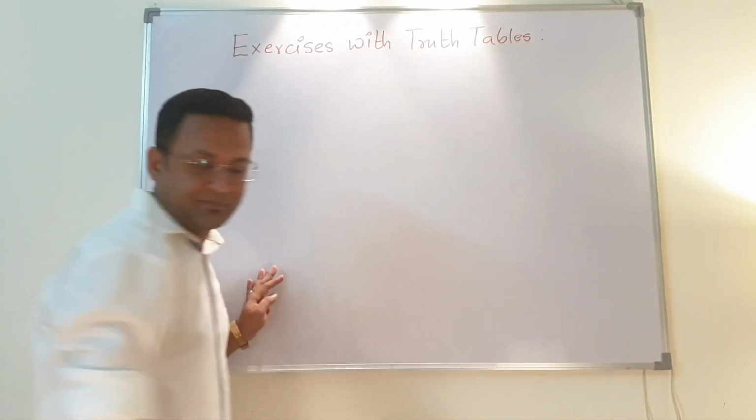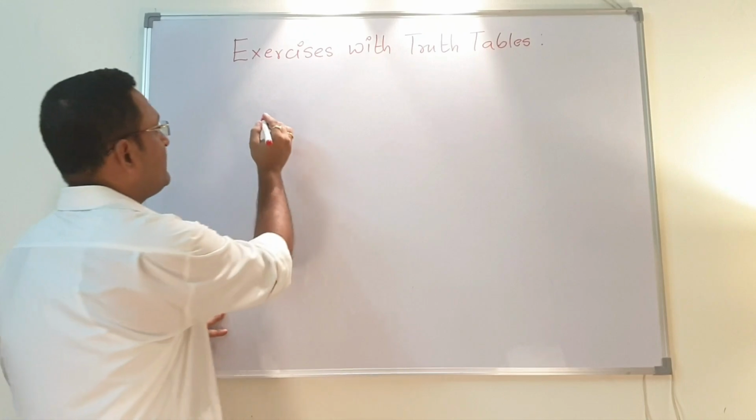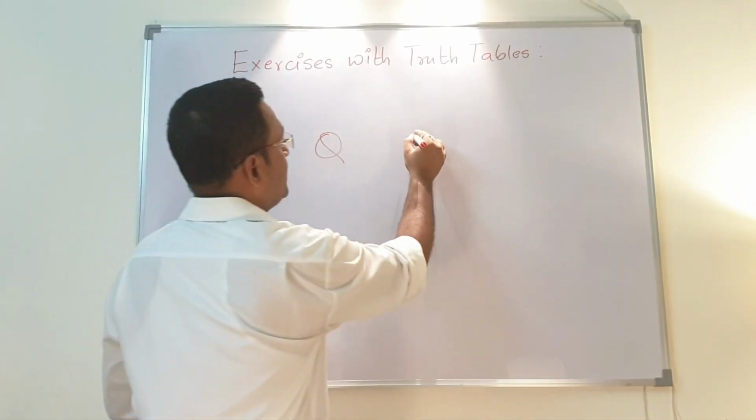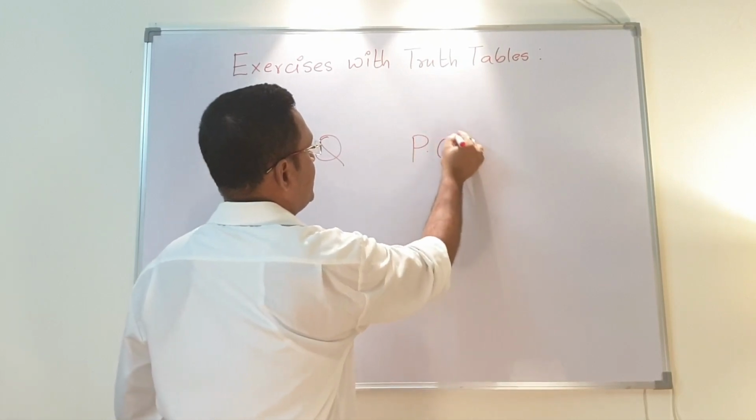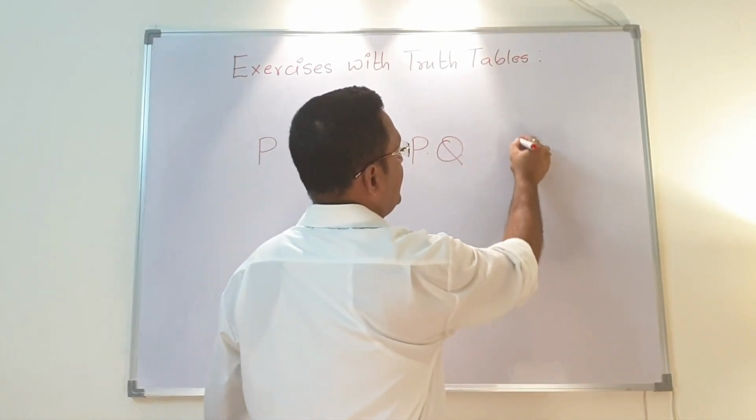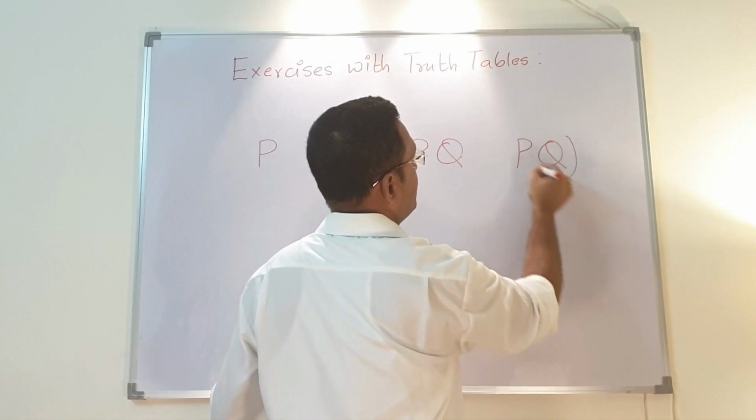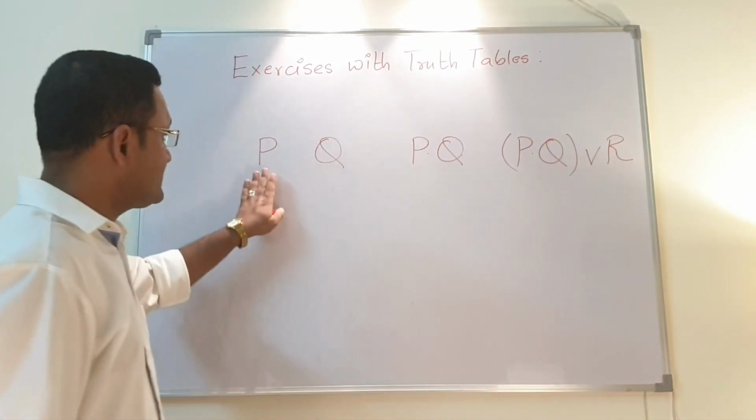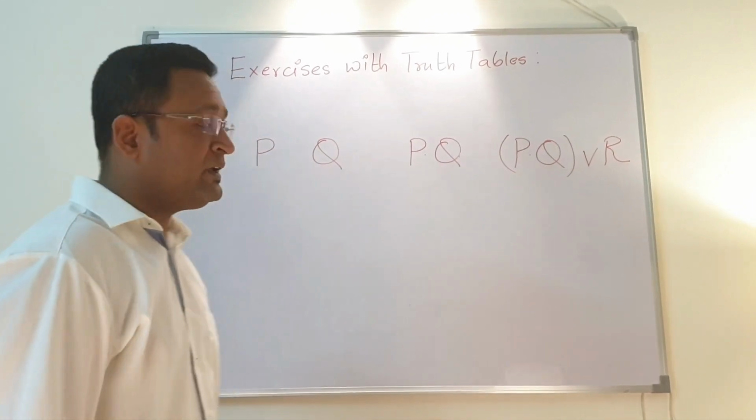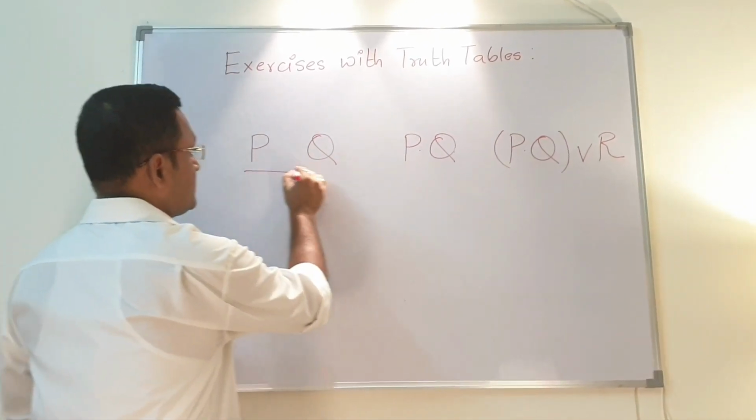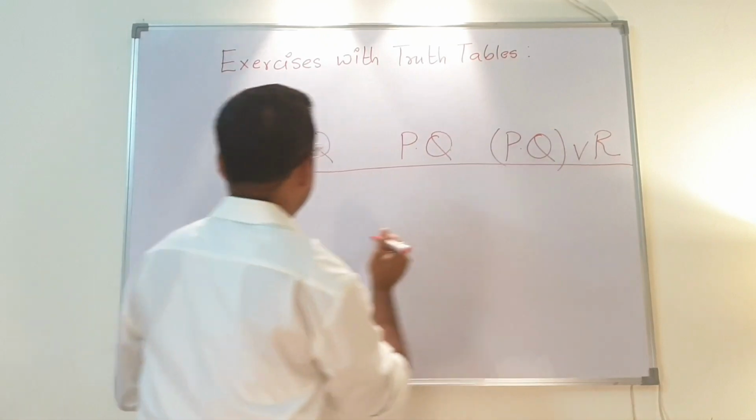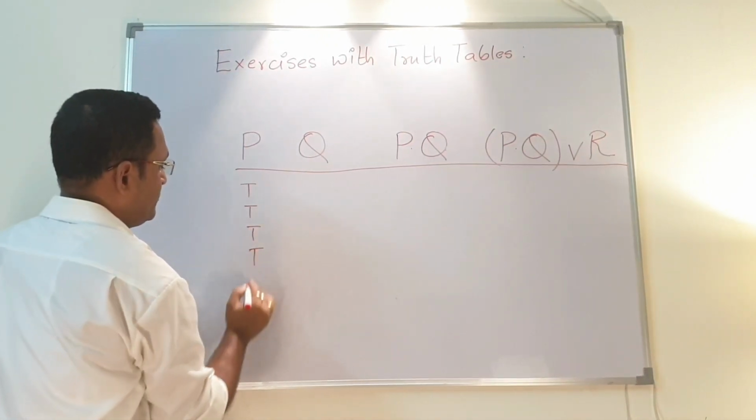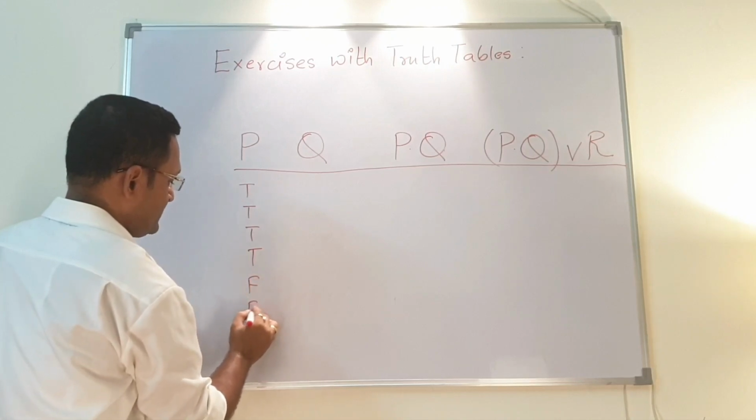How to solve: for solving, we make columns for P, Q, R, then P dot Q and P dot Q wedge R. So this is going to be our truth table. As you can see, there are 3 propositions, so there will be 8 rows. So how to draw the rows? We know there will be 4 truth values and 4 false values.